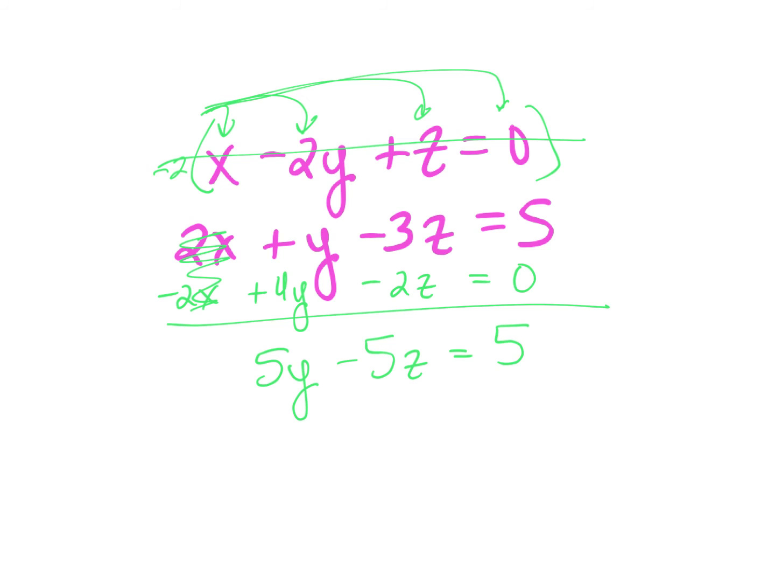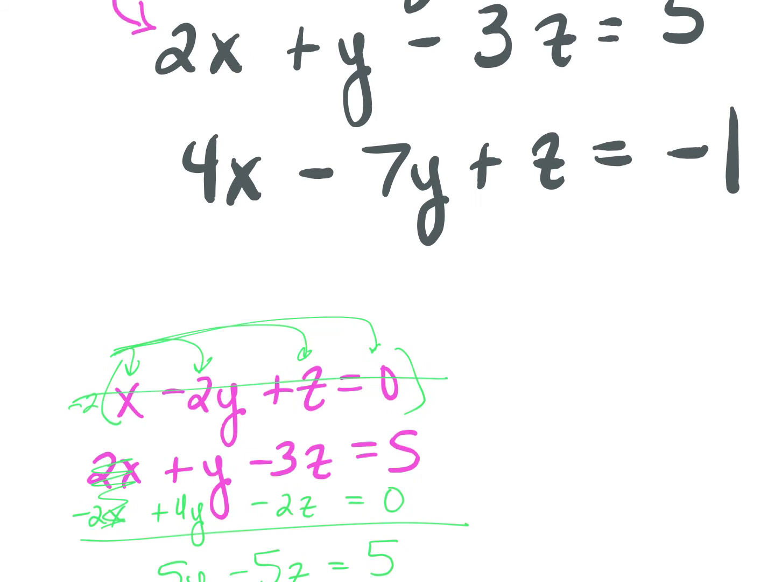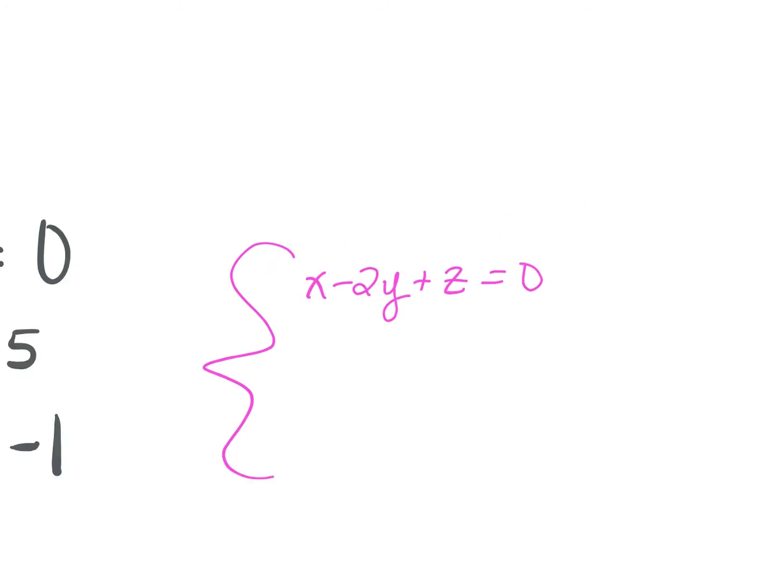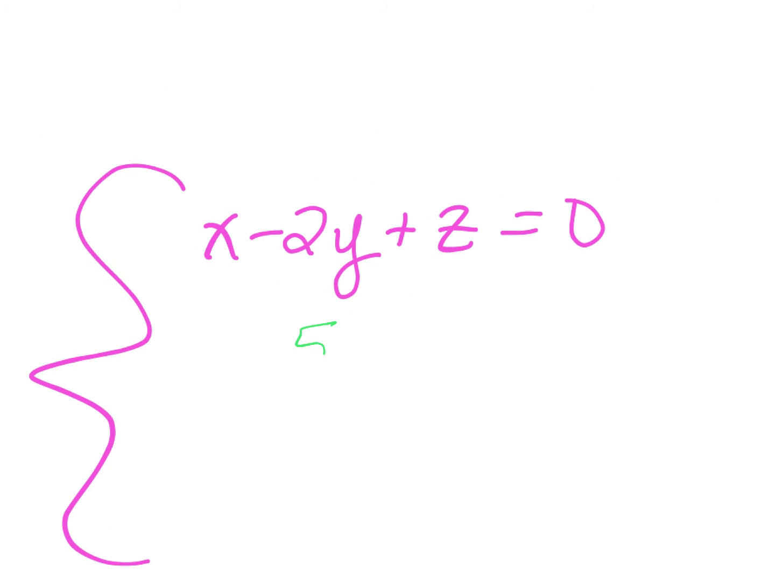5. What do you guys notice about that? They're all 5s, right? Do you think I could take out a 5 and it'd just be y minus z equals 1? Yes, you absolutely could. If you guys see that you can simplify something like that, you absolutely can. But don't worry, you don't have to. I'm just showing you. 5y minus 5z equals 5.